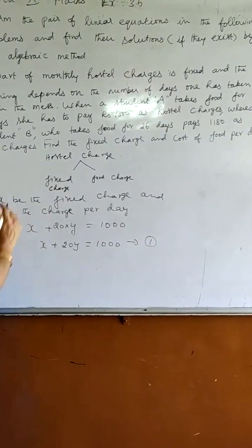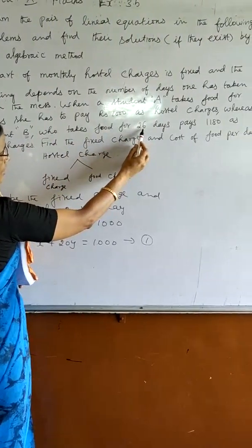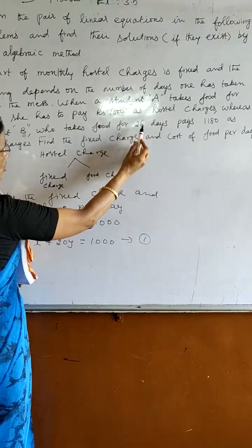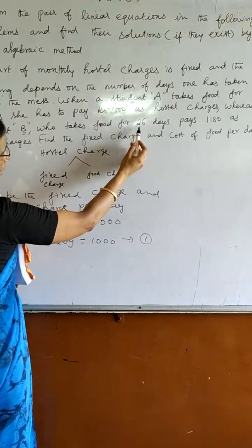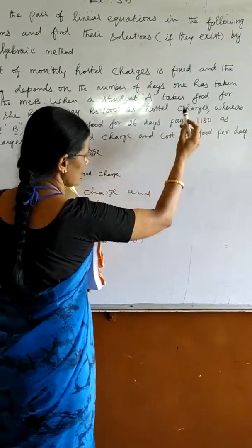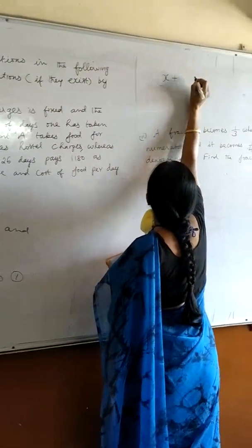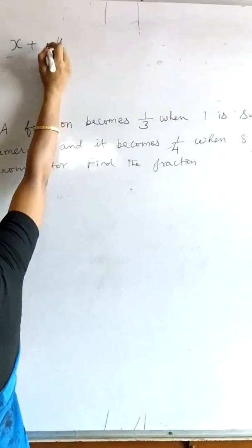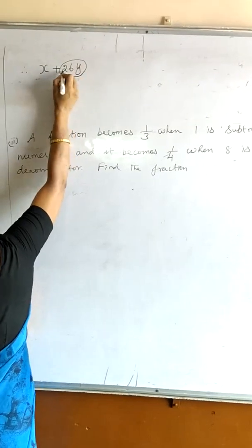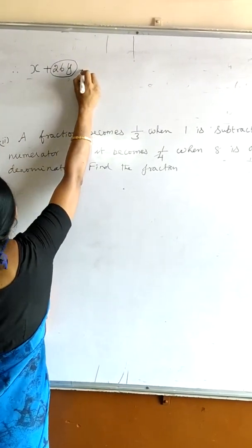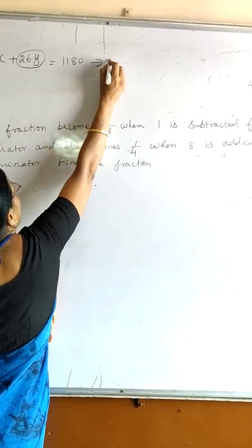The second equation is for the second student B who takes food for 26 days. 1 day food is y rupees, 26 days food is 26y, plus the fixed charge x gives how many rupees? 1180 rupees. Therefore, the second equation is x plus 26y equal to 1180. The child has taken for 26 days, so this is the amount of food charge plus the fixed charge x. Total hostel charge paid is 1180. This is our second equation.